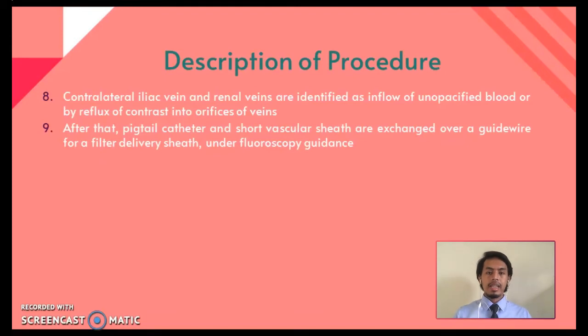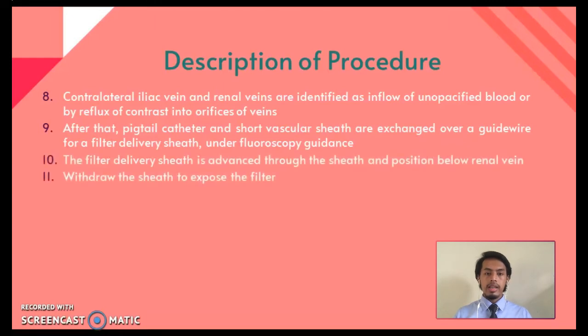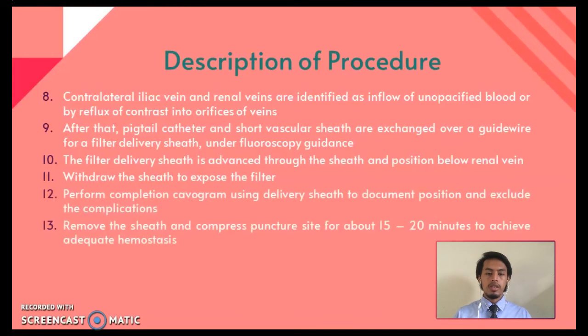After that, the pigtail catheter and the short vascular sheath are exchanged over a guide wire for a filter delivery shaft under fluoroscopy guidance. The filter delivery system is advanced through the sheath and positioned in the desired location, which is below the renal veins. The sheath is withdrawn to expose the filter, which is deployed under continuous fluoroscopy guidance in the infrarenal vena cava. After that, a completion cavogram is performed using the delivery sheath to document the position and exclude complications.